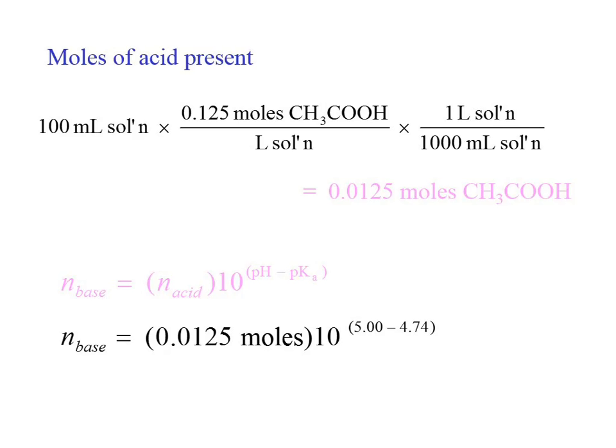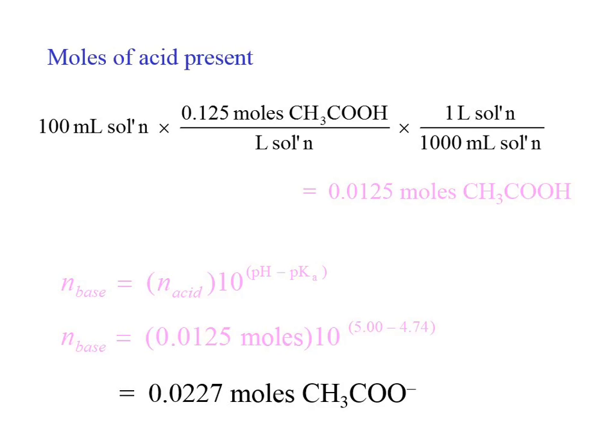So 0.0125 times 10 raised to the quantity, 5 minus 4.74, is equal to, all right. Now, we're not quite done yet. So that's the moles of the acetate ion that you need. That's the moles of acetate that you need.